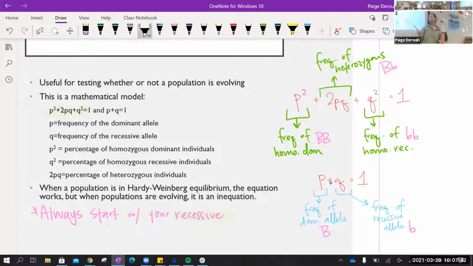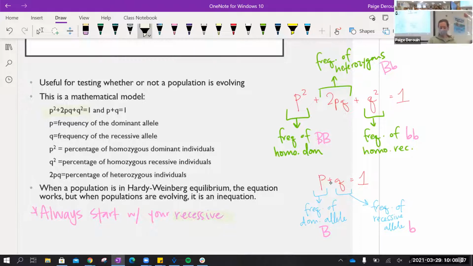That's the number one mistake that happens with Hardy-Weinberg: people start with the dominant and then they get the wrong answer because they set their brown-eyed people or whatever equal to P squared. And it's not equal to P squared, it's equal to P squared plus 2PQ, because that's all the people who look dominant. Does that make sense? Mm-hmm. Okay, cool.